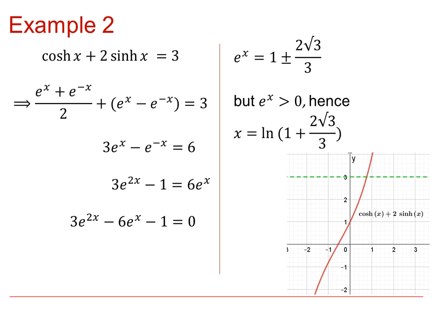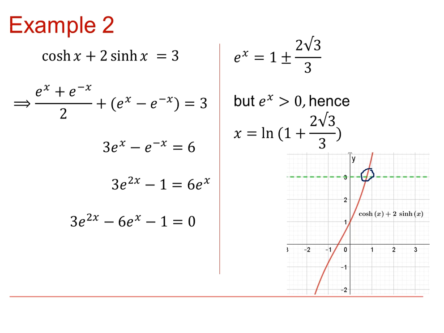In the last example, by considering the graph, we were happy that there were two real solutions. However, consideration of this graph, where we see that the line y equals 3 and the graph of cosh x plus 2 sinh x only has one intersection, would lead us to look again very carefully at the solutions.